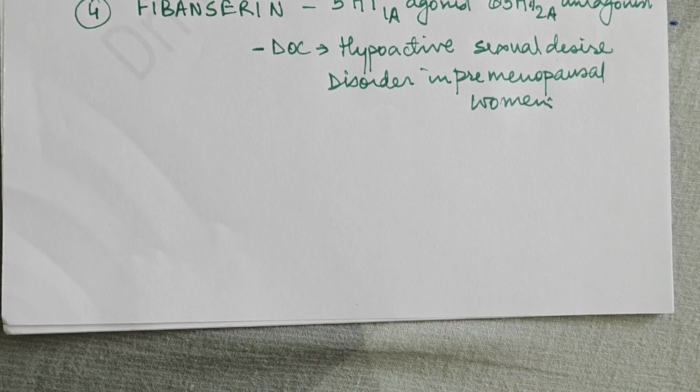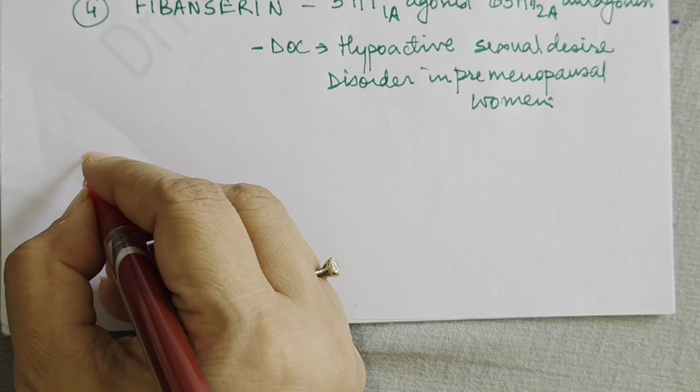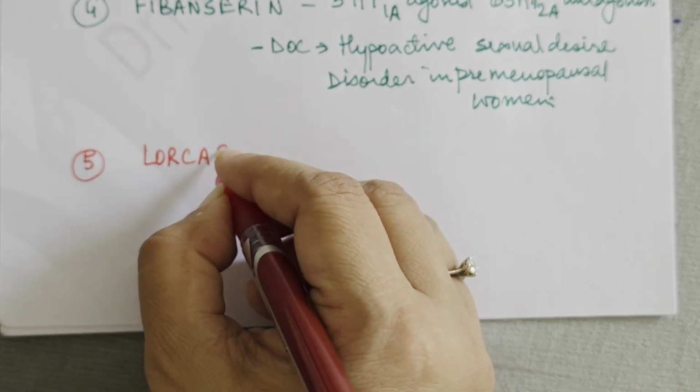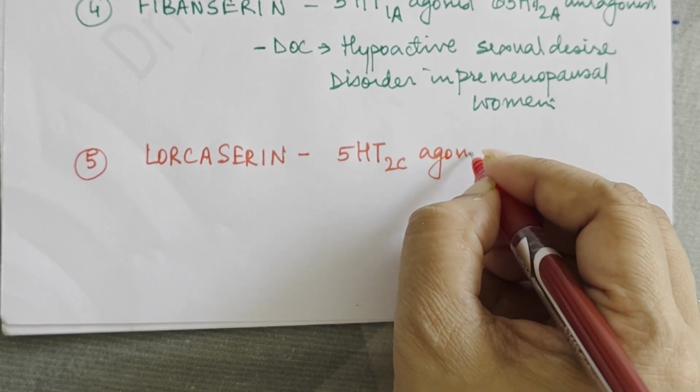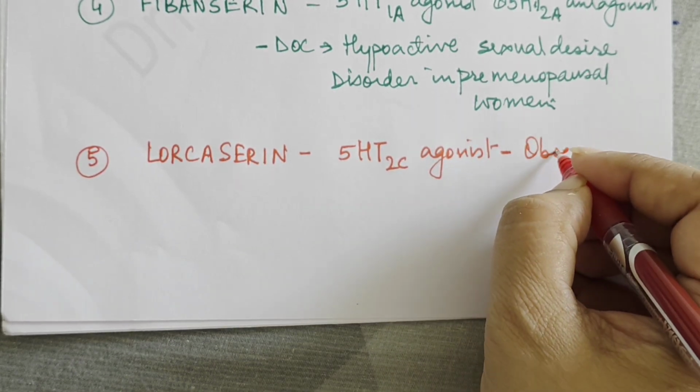And there is another drug, that is lorcaserin. This is a 5-HT2C agonist, and this is used in obesity.